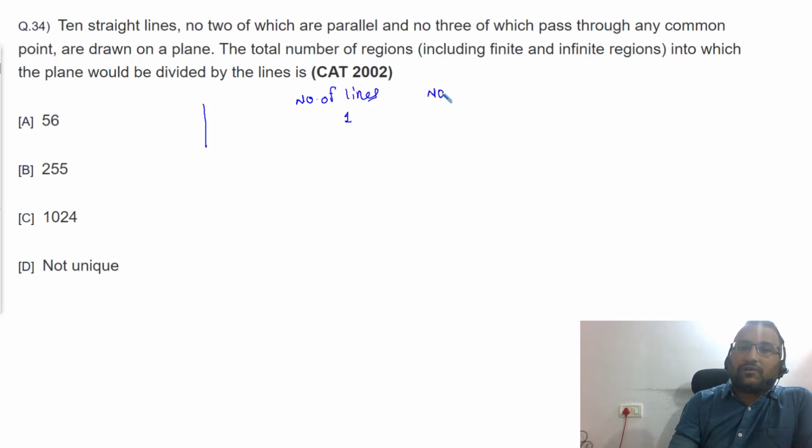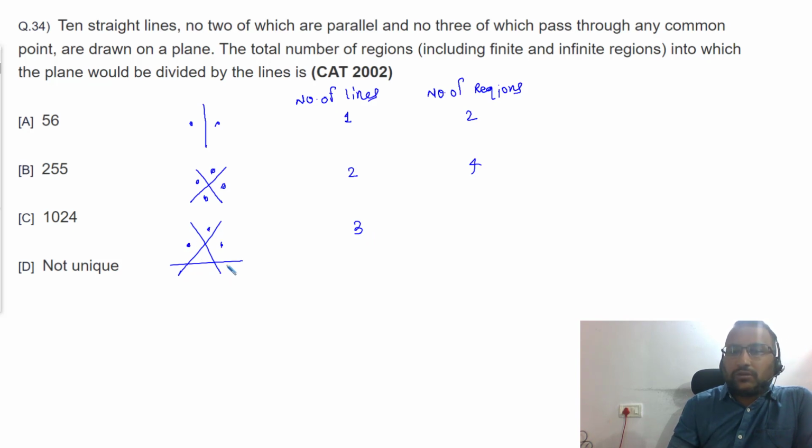So if I draw only one line, you can see if the number of lines is 1, then the number of regions is going to be 2. These are the 2 regions over here. If I draw 2 lines, then the number of regions is going to be 4. These are the 4 regions. If I draw 3 lines, in that case the number of regions is going to be 1, 2, 3, 4, 5, 6 and 7.